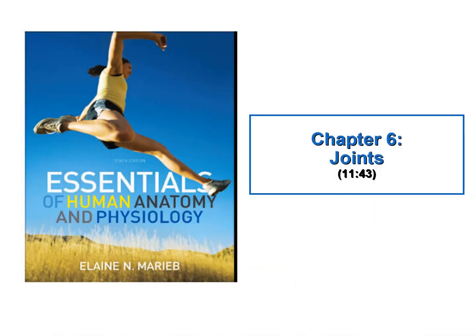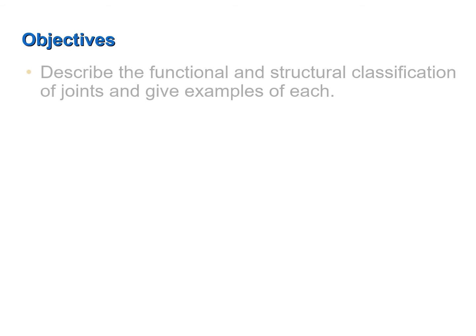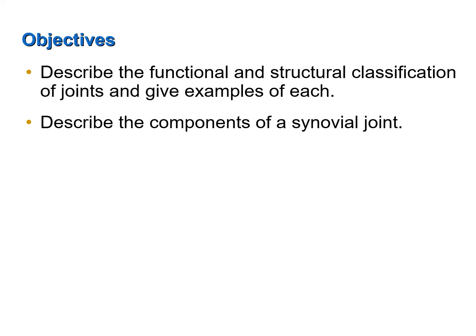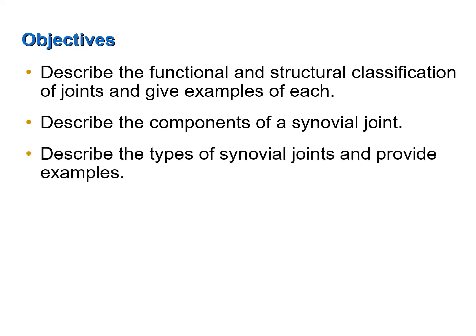Joints is the topic of this screencast and may be found in Chapter 6 of your textbook. This screencast was designed to achieve the following objectives: describe the functional and structural classification of joints and give examples of each, describe the components of a synovial joint, and lastly, describe the types of synovial joints and provide examples.